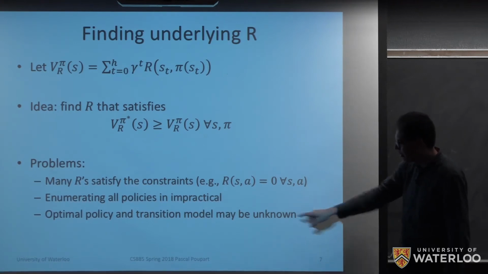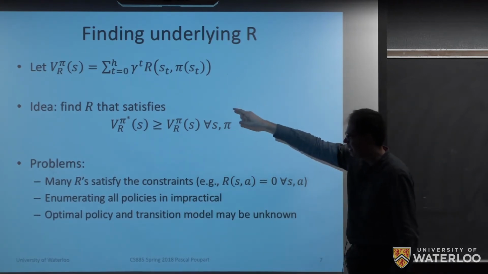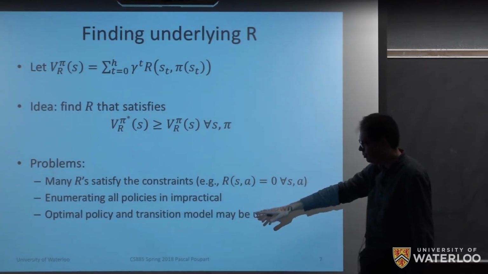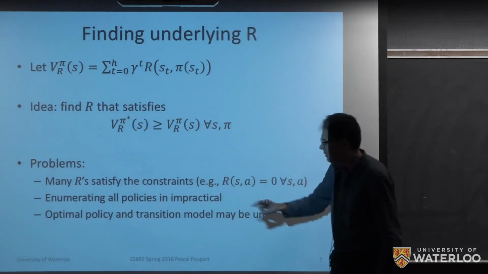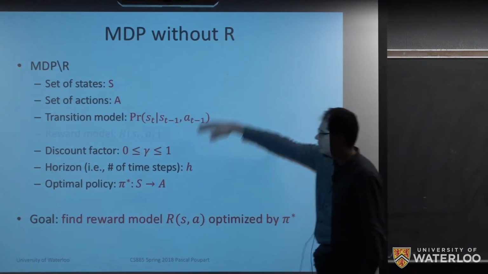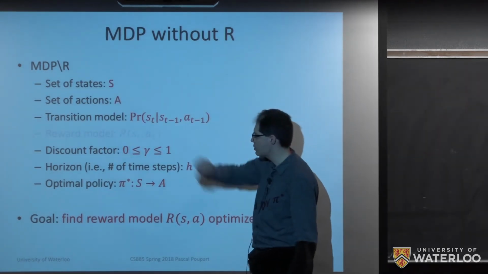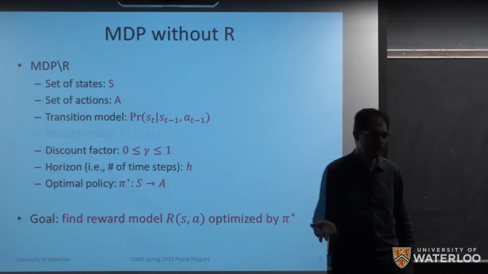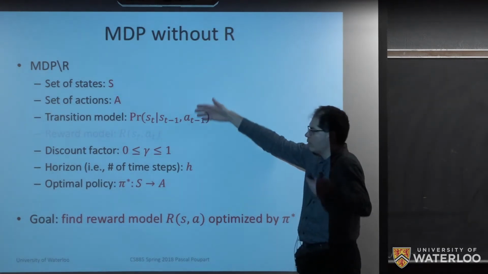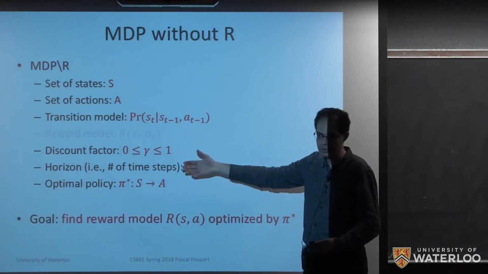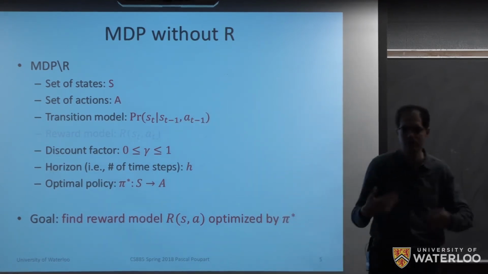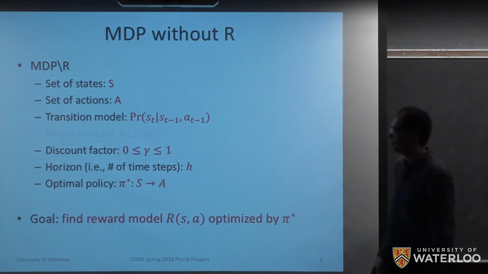Okay, and now another problem is that in the way I defined the problem earlier, an MDP without a reward, I assumed that I knew the optimal policy as well as the transition model, right? So if I just go back, here I assume that I know the transition model and that I know the policy. But in practice, I might not have these things, okay? The point of the course is that we're talking about reinforcement learning, where in general, we do not assume that we know the transition dynamics, right? So here, we shouldn't assume that either.